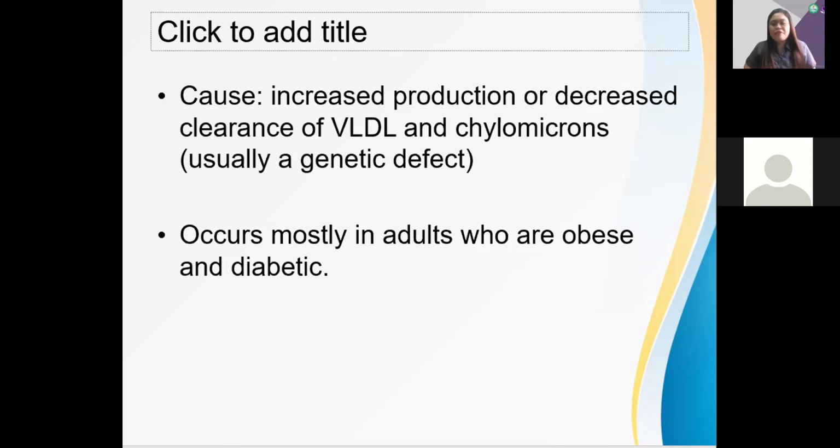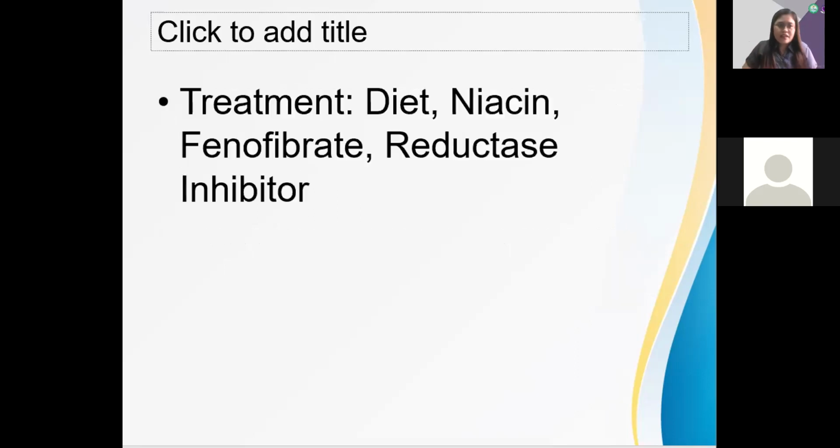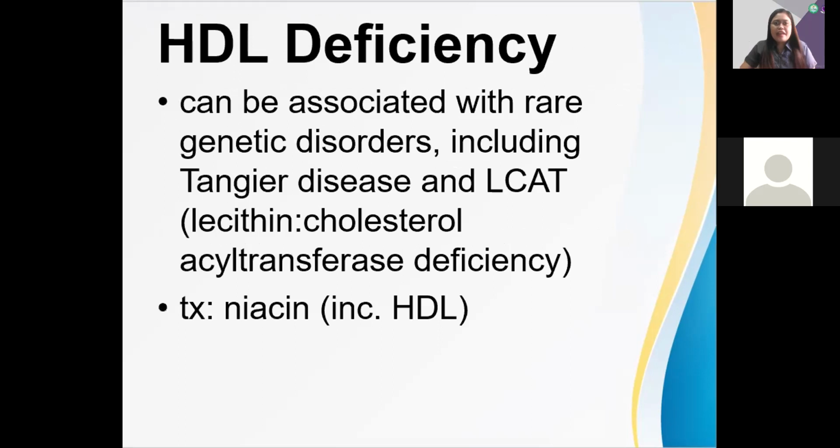Now, the people with the type 5 lipoprotein disorder, mostly adults, and ano sila, obese and diabetic. Now, what are the treatments used for the type 5 familial mixed hypertriglyceridemia? Siyempre, ang diet dili yun na siya mawala. The niacin, fenofibrate, and since there can be an increase in cholesterol, so balik na to si reductase inhibitor dinhi or ang atuang mga statins.